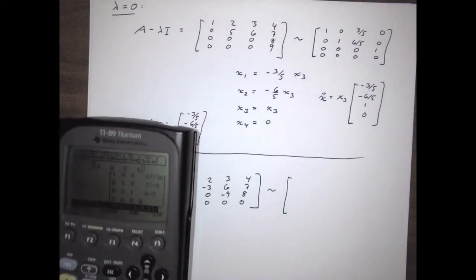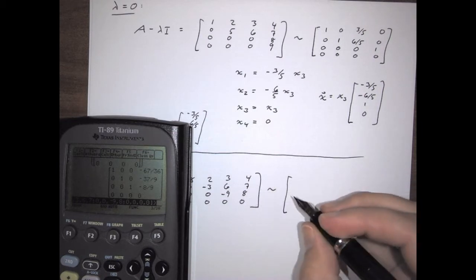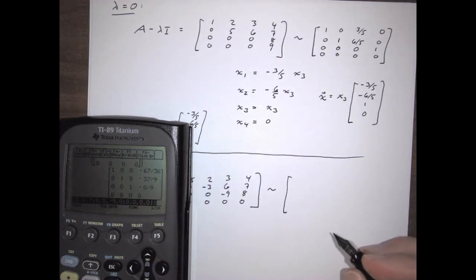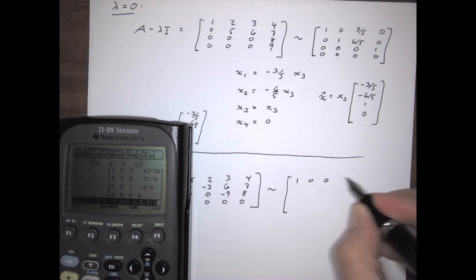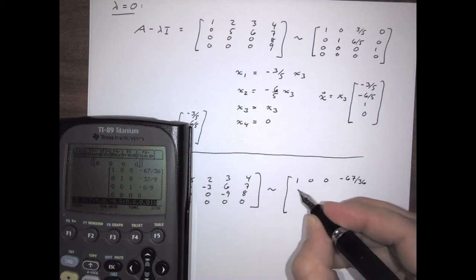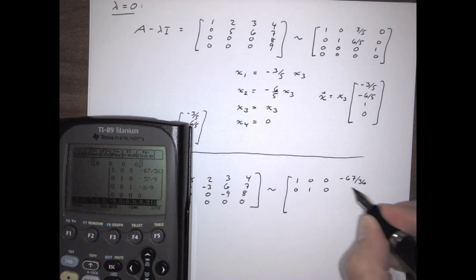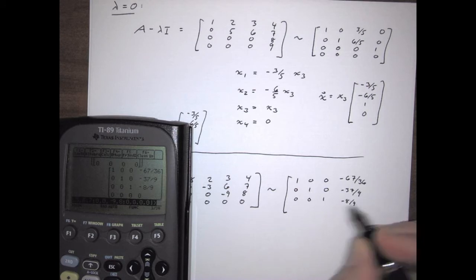And when we appeal to our little electronic genie, we see that we were justified in not necessarily wanting to go through the motions of reducing this ourselves. We can tell by the answer that it was going to be a messy process. So 1, 0, 0, negative 67/36, 0, 1, 0, negative 37/9, 0, 0, 1, negative 8/9, and then 0, 0, 0, 0.